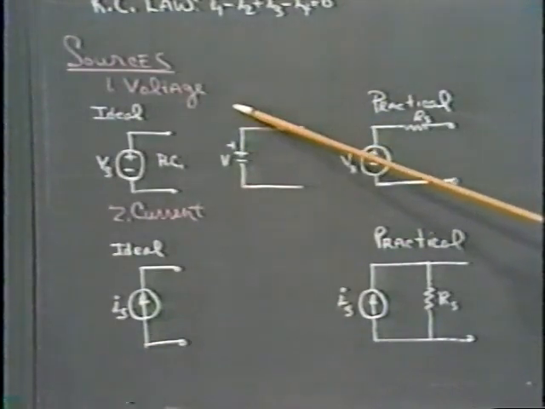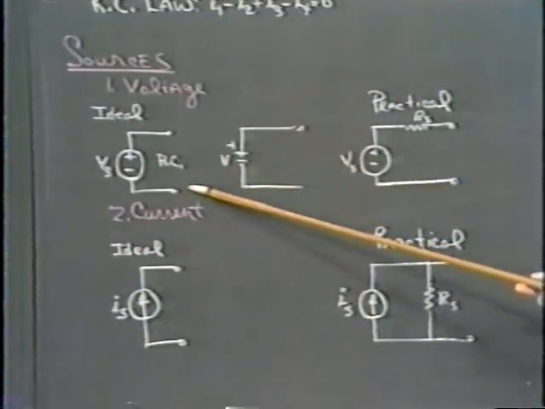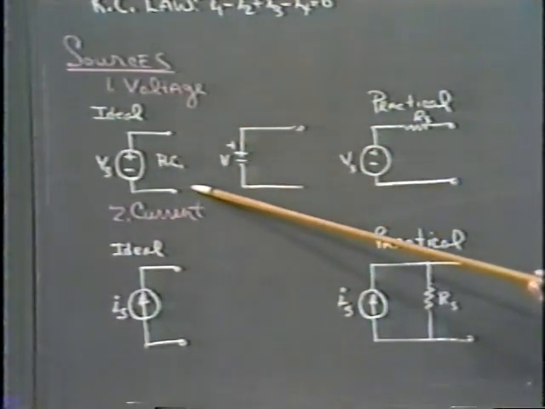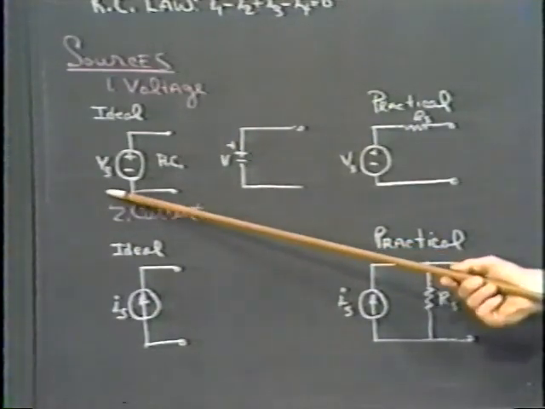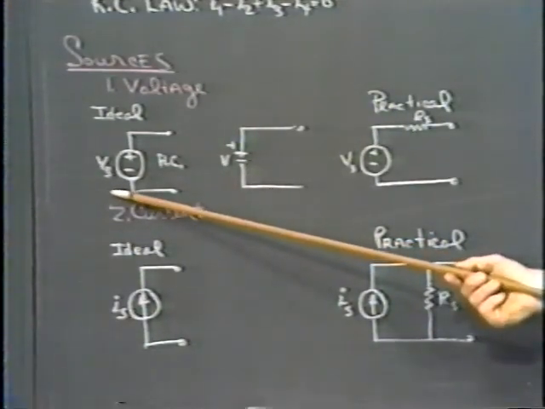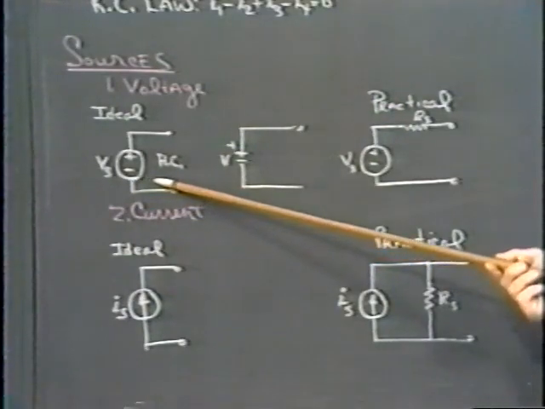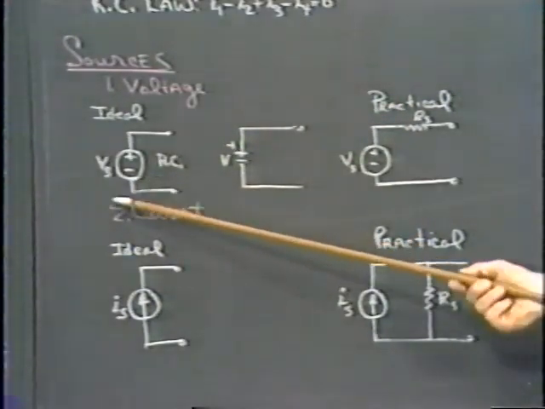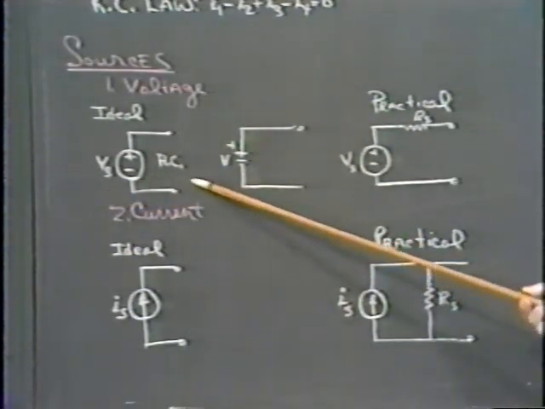Looking at the voltage source, we have two symbols that we use for ideal voltage sources. This first one, shown as a circle with positive and negative signs, is an AC voltage source. It produces a voltage that varies with time.